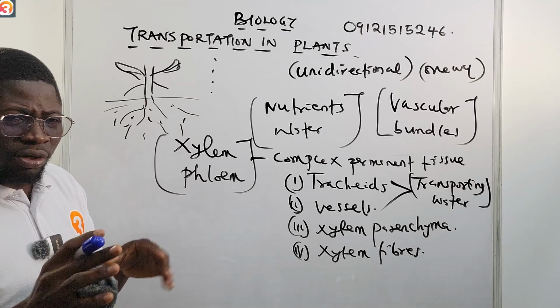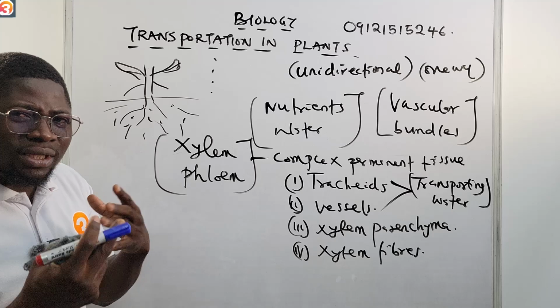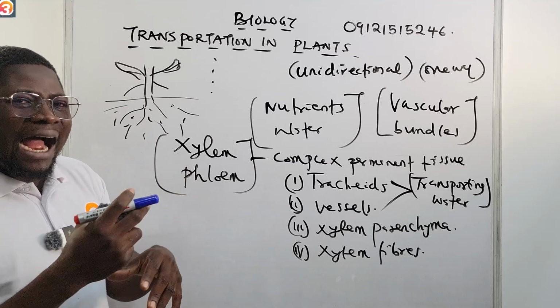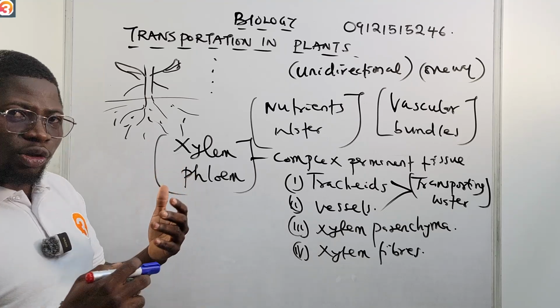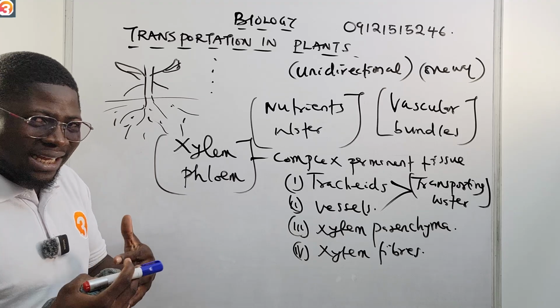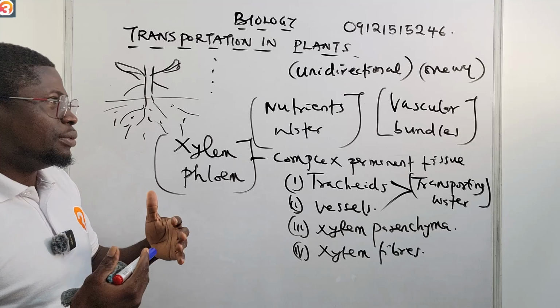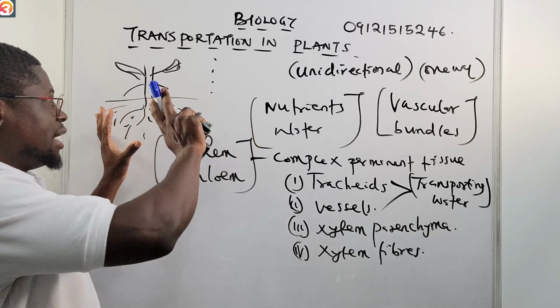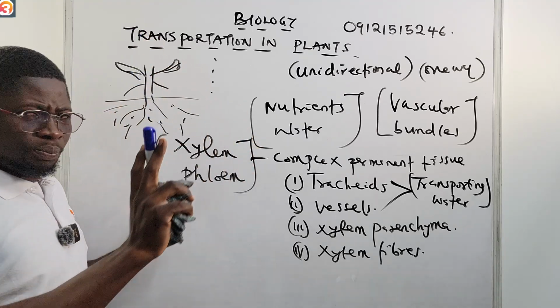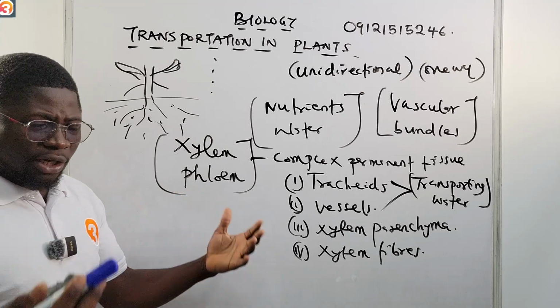For us to be able to understand that, we need to understand first of all how water and how the minerals are absorbed by the root of the plant. Once we understand that, we'll be able to understand why this water goes up in one direction, why it happens like that. So now let us take a look at it.